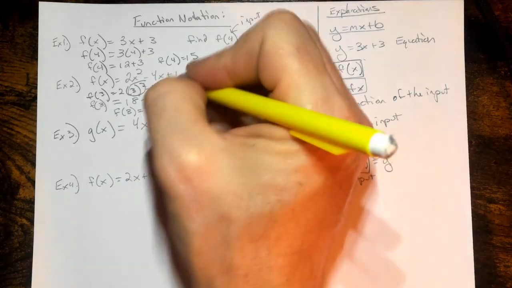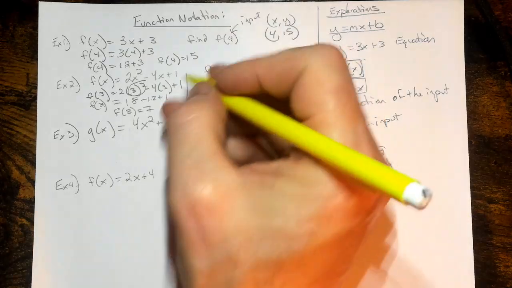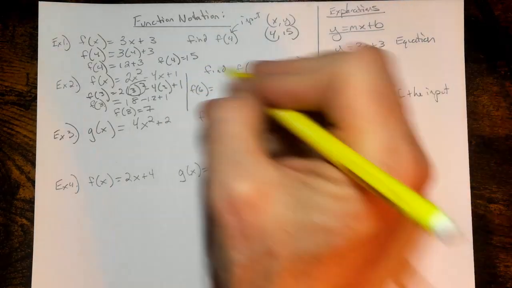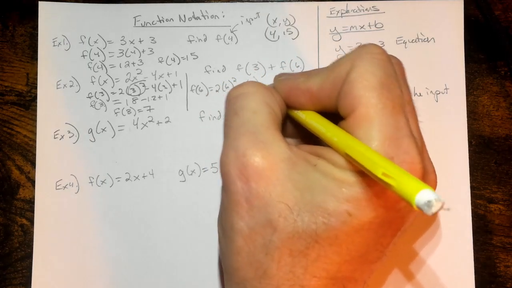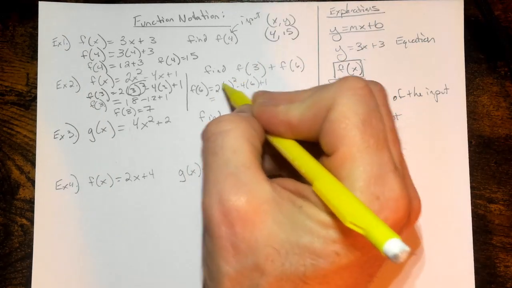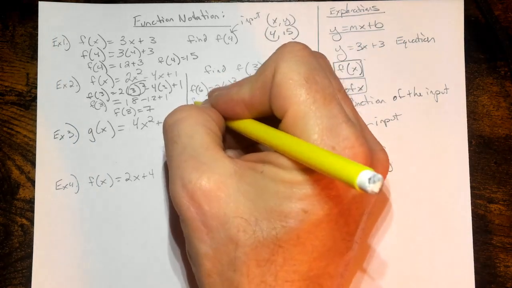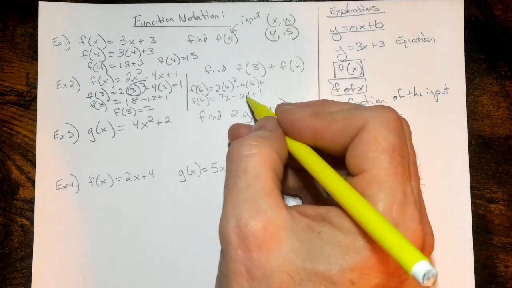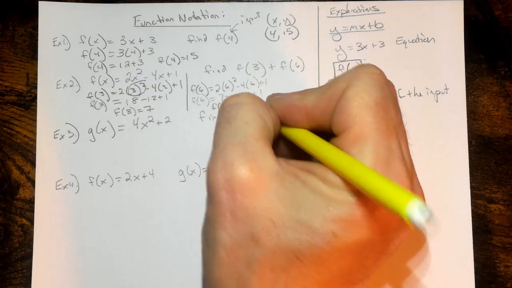So then I'm going to redo the exact same thing, but instead of using an input of 3, I'm going to use an input of 6. So I'm going to say f of 6 is equal to 2 times 6 squared minus 4 times 6 plus 1. Okay? And what do I end up with? 6 squared is 36. 36 times 2 is 72. Minus 24 plus 1. And that is for the input of 6. So 72 minus 24 is 48 plus 1. So my f of 6 is equal to 49.